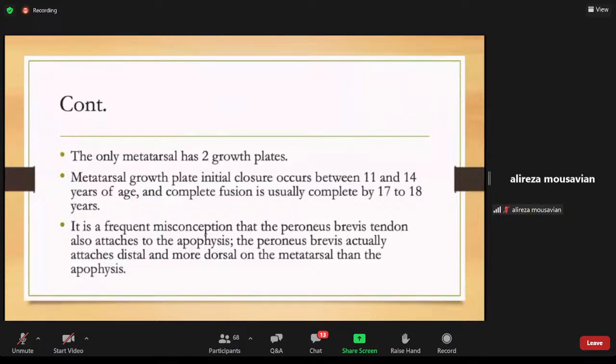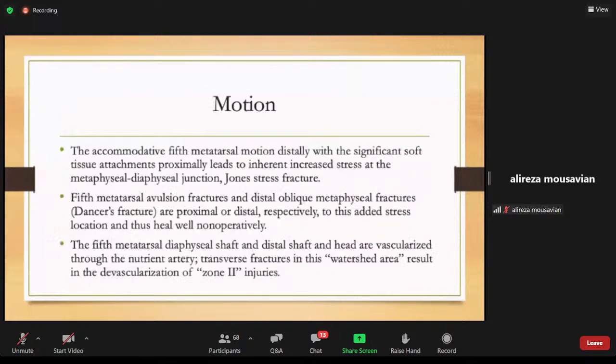So the metatarsal growth plate initially closes between 11 to 14, and complete fusion usually occurs at 17 to 18 years old. Regarding the motion, because the distal part of the fifth metatarsal bone is much more mobile compared to the base, the area between these 2 areas is under much more pressure, so it's very susceptible to Jones stress fracture.